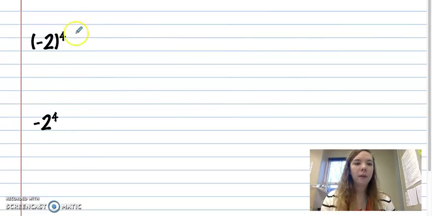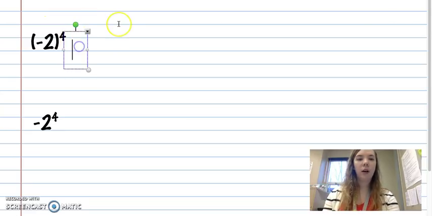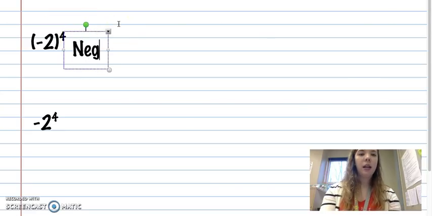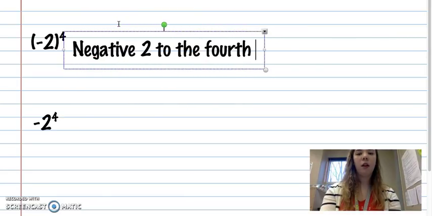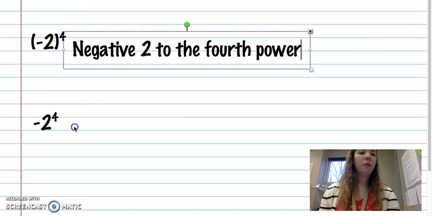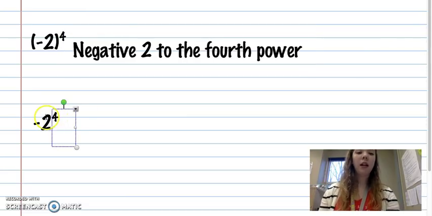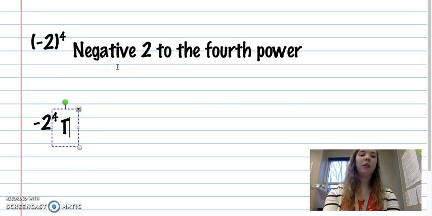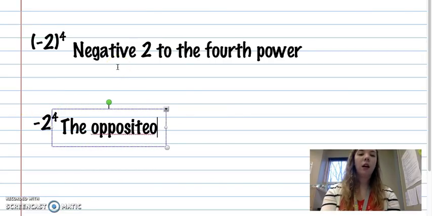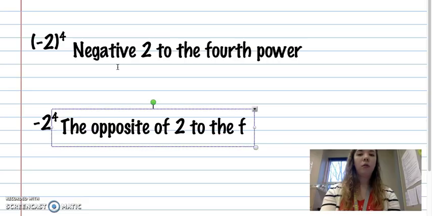Here we're going to talk about the difference between using parentheses and not using parentheses. So this way, how it's written, how we would write that in words or read it out loud is we would say negative 2 to the 4th power. This one we would read differently. Instead of negative 2, this is 2 to the 4th with a negative in the front. So we would call this the opposite of 2 to the 4th power.